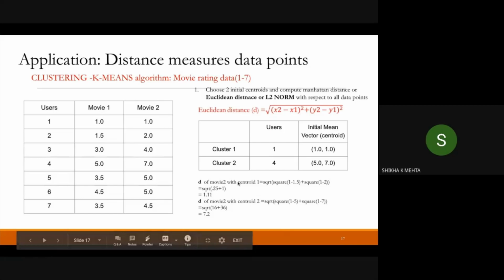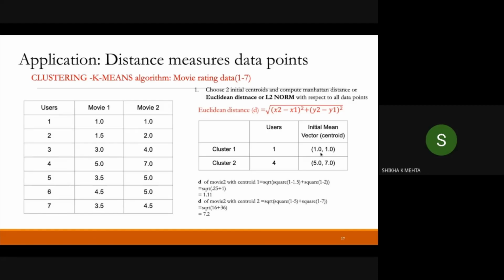So when we take user 2, this is 1.5 in the first dimension, and we have to take the difference. Either you write 1 minus 1.5 or 1.5 minus 1, because in Euclidean distance it will be squared, and in Manhattan distance we take the absolute values, so the distance is not negative. Whether you write the C1 value minus this or the reverse, it gives the absolute value. So I have written 1 minus 1.5 plus 1 minus 2, taking the value of the y dimension.